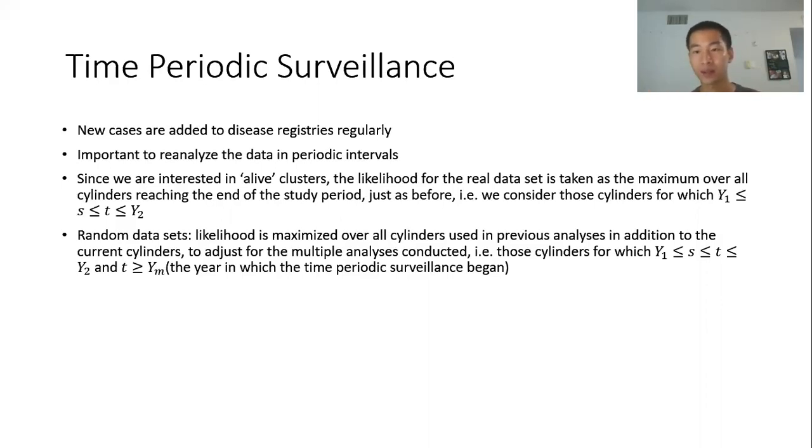Mathematically, we have another t greater than or equal to Ym. Ym means the year in which the time periodical surveillance begins. We have this new term while calculating the likelihood ratio.